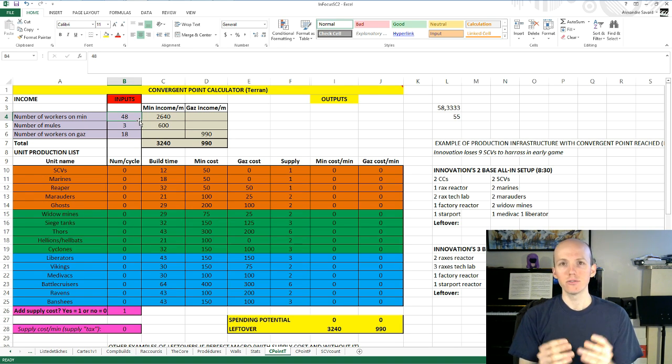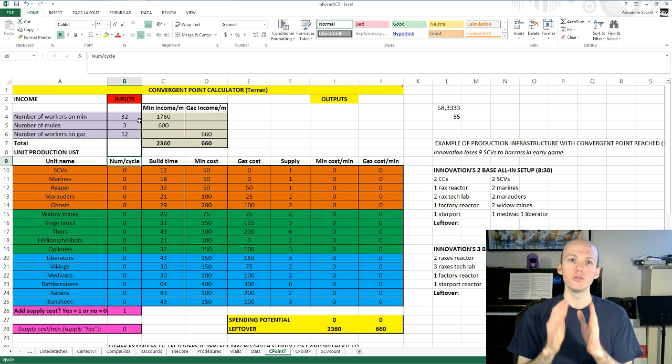We're going to have 32 workers mining, so we're going to input that number here. But we're going to have 3 CCs. Let's pretend we've got 3 CCs, so we've got that amount of mules. We've got 3 mules to work with. And we're going to have 12 workers on gas. That's pretty much four refineries saturated. So we can already see that this is our income at this point in time. With that amount of SCVs, we're going to have 2,360 mineral income per minute and 660 gas income per minute.